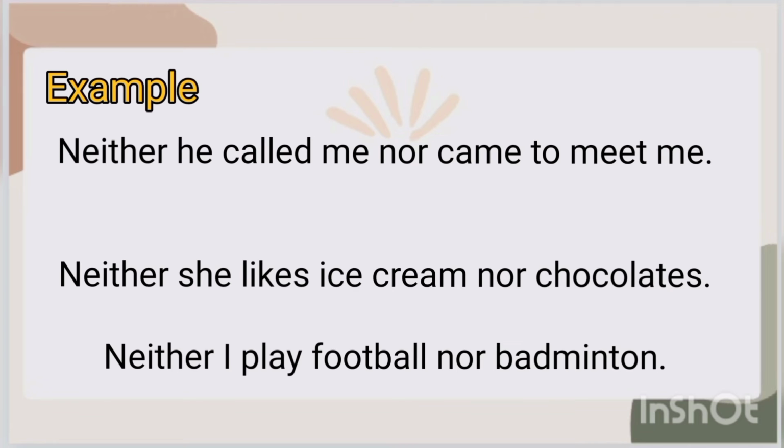And come to the next: neither I play football nor badminton. So in this sentence, I don't prefer any of the games. I don't choose any situation here, neither football nor badminton. And you can see this is also a negative sentence.